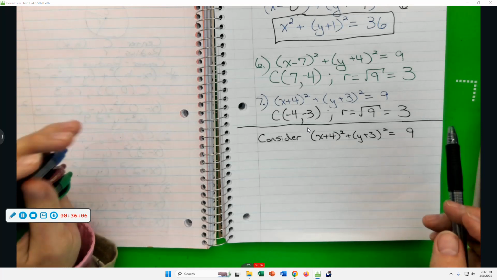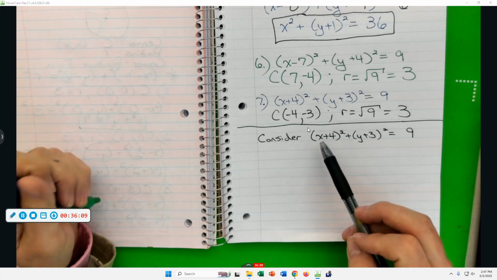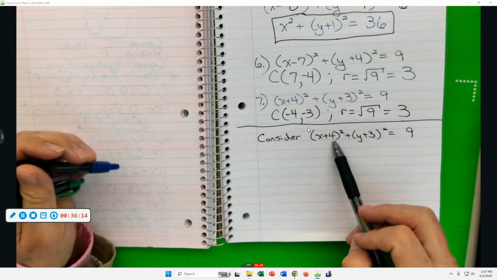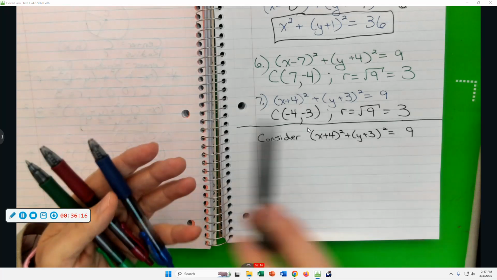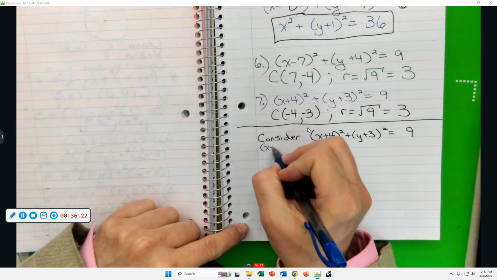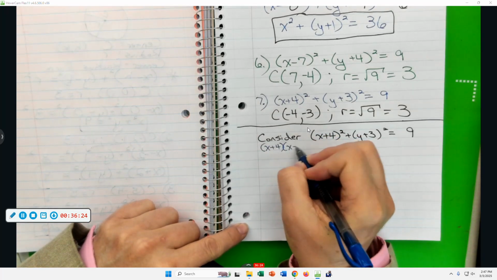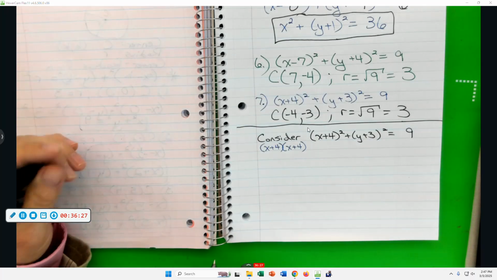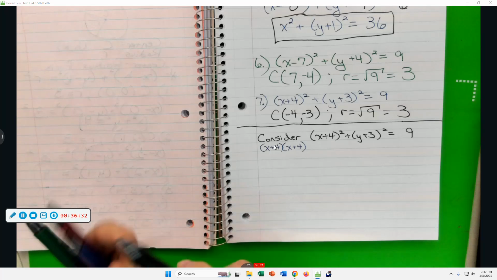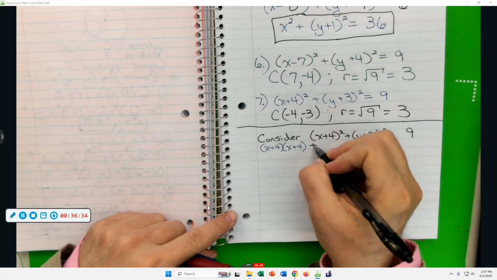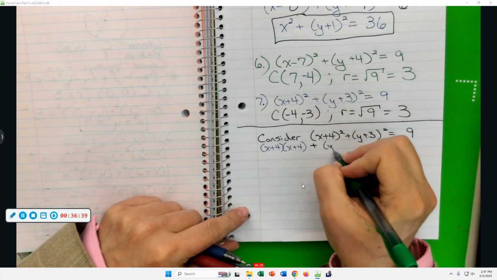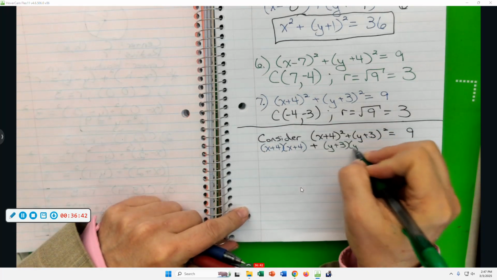Suppose someone wanted to remove the parentheses. x plus 4 squared is not just x squared plus 4 squared. That means x plus 4 squared, that's x plus 4 times x plus 4. What are we going to have to do to multiply x plus 4 times x plus 4? FOIL. We have to FOIL that out, aren't we? Plus y plus 3 squared. That means y plus 3 times y plus 3.